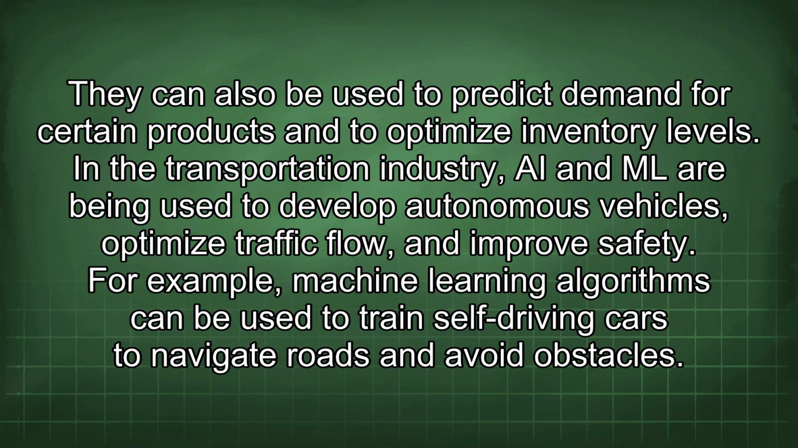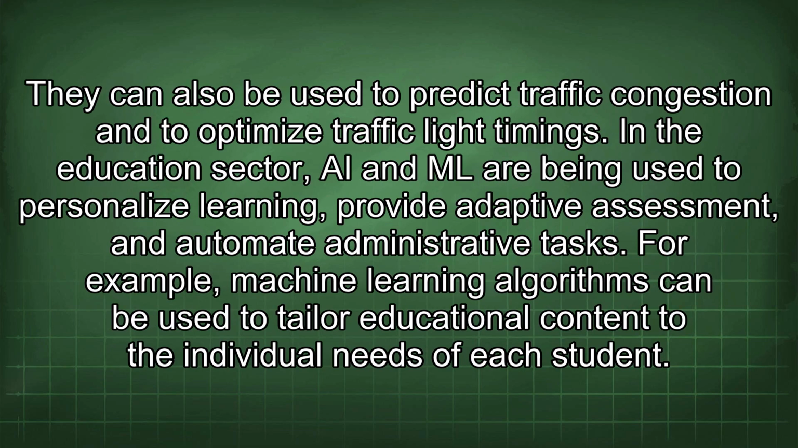In the transportation industry, AI and ML are being used to develop autonomous vehicles, optimize traffic flow, and improve safety. For example, machine learning algorithms can be used to train self-driving cars to navigate roads and avoid obstacles. They can also be used to predict traffic congestion and to optimize traffic light timings.